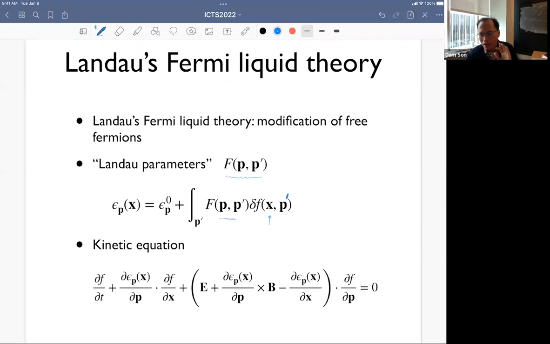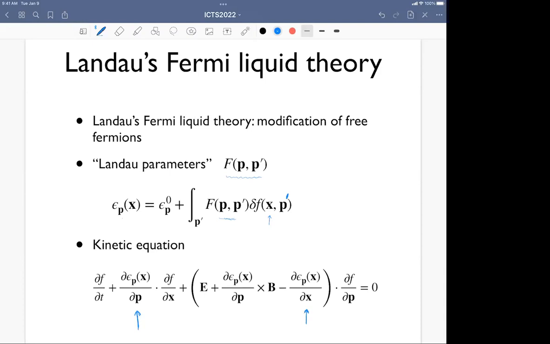Landau conjectured that this is the only modification we have to take into account in order to compute the two-point function of density, for example, using the kinetic theory approach. So the kinetic equation is now modified. The group velocity of the quasi-particle, d epsilon over dp, can depend on space x and also on momentum. The force acting on the quasi-particle will also obtain another contribution from this interaction between the quasi-particles.